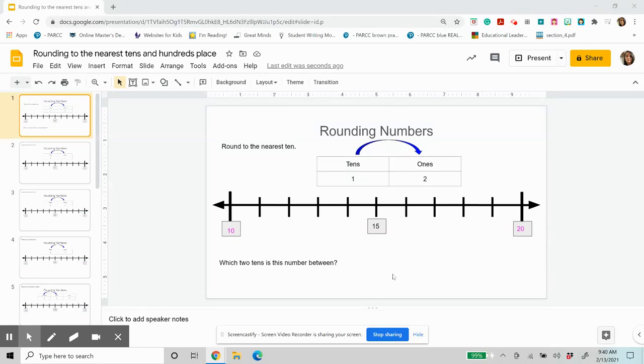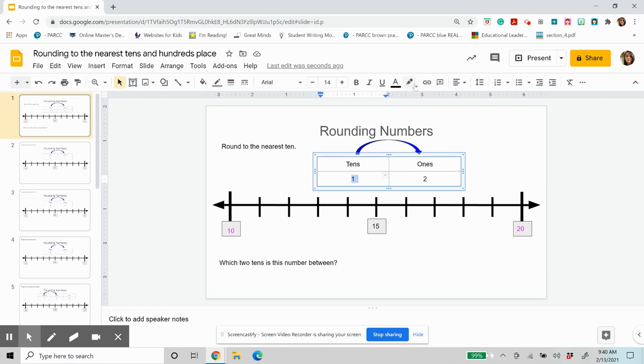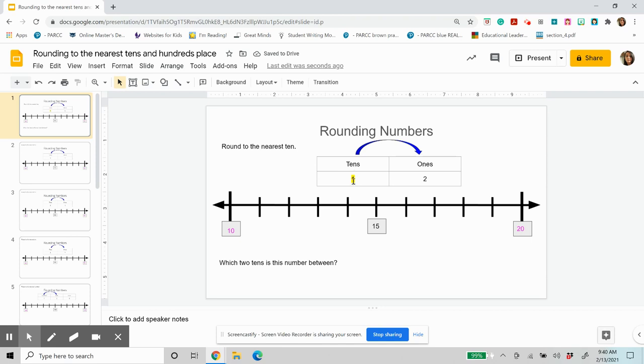All right, today we're going to talk about rounding numbers. So if we look at this number 12, we think about there's 1 ten and there's 2 ones. If the directions say we want to round to the nearest 10, we look at the tens place. We can even underline or highlight this number, because that's the place value that's either going to stay the same or it's going to go up.